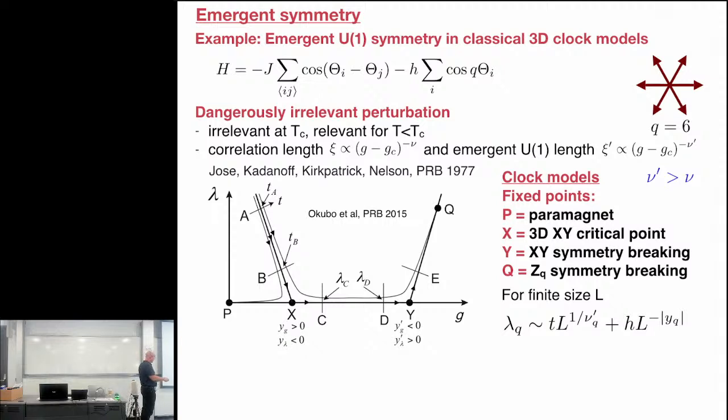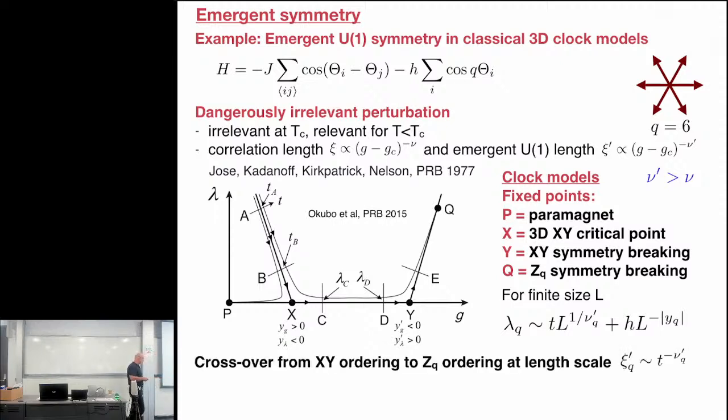So if you think about this lambda here, I call it lambda_Q. As you go into the ordered phase, it's relevant. Okay, so that means that this flows up. But there's also this irrelevant part. So if you sit exactly at the critical point, it decays away. This is a plot for Q equals 6.